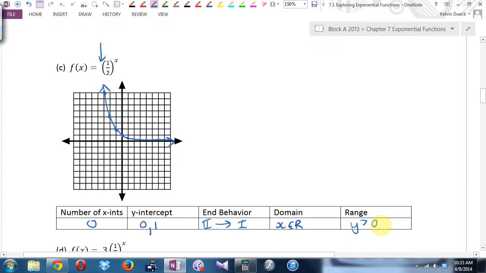In fact, you may notice that this chart for example C is completely the same as the chart for example 1. What changes things is if you have a coefficient. And if you have a fraction, it starts out steep and gets shallower. If your base is a number bigger than 1, it starts out shallow and gets steeper. Justin, every exponential graph looks like what or what? There you go. Okay.